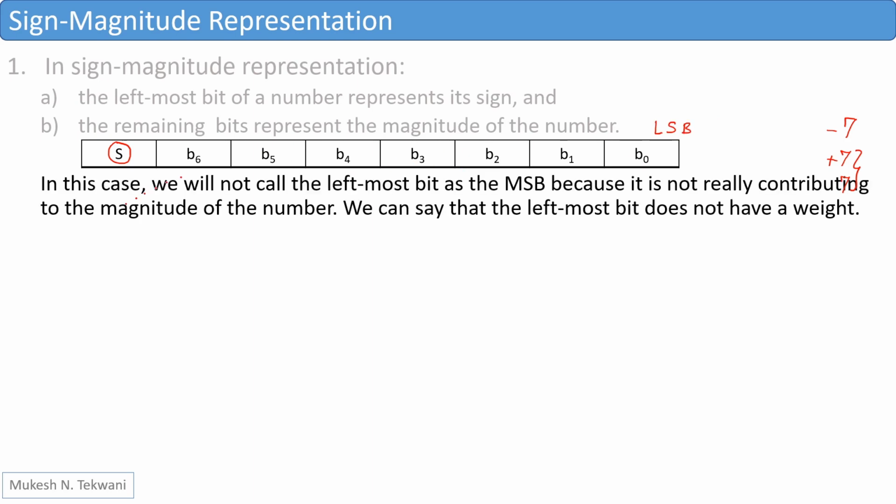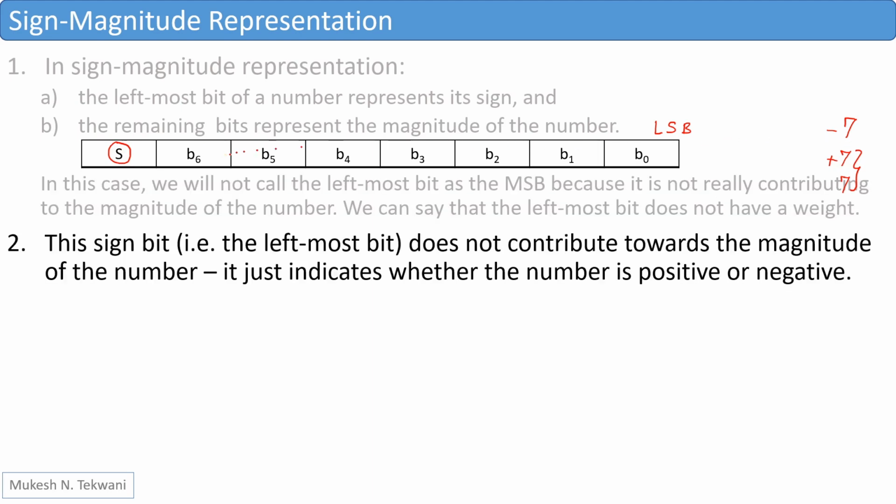Here bit B0 is still called the least significant bit. Now, we will not call the leftmost bit the most significant bit, because when we use the term most significant bit, the significance comes from the weight. But in this particular case, this bit does not have a weight, and it does not contribute to the magnitude of the number. It is only contributing towards the sign. So this bit will be either a 0 or a 1, which will be used to indicate whether the number is positive or negative. So the sign bit does not contribute towards the magnitude, and it will only indicate whether our number is positive or negative.